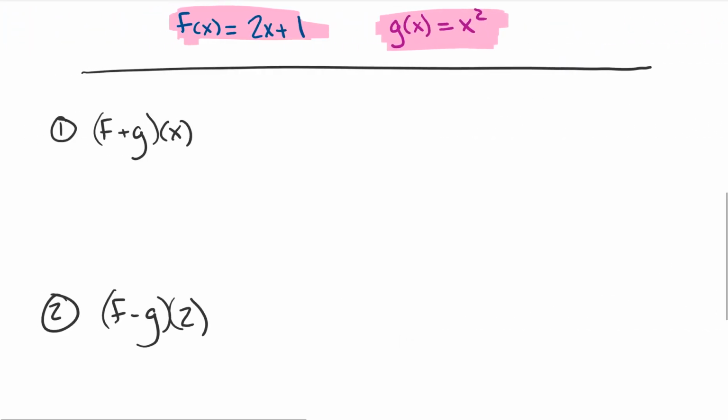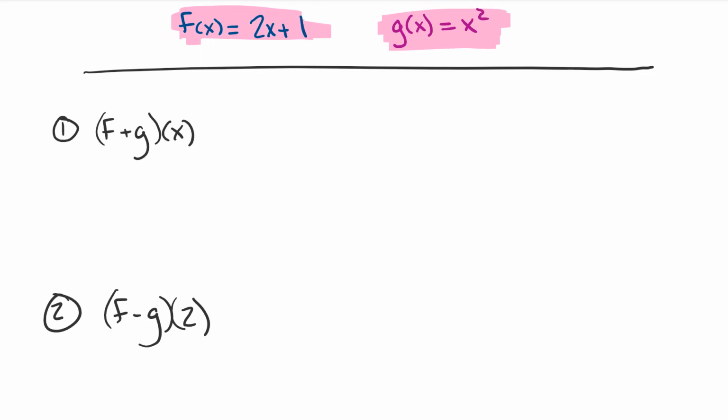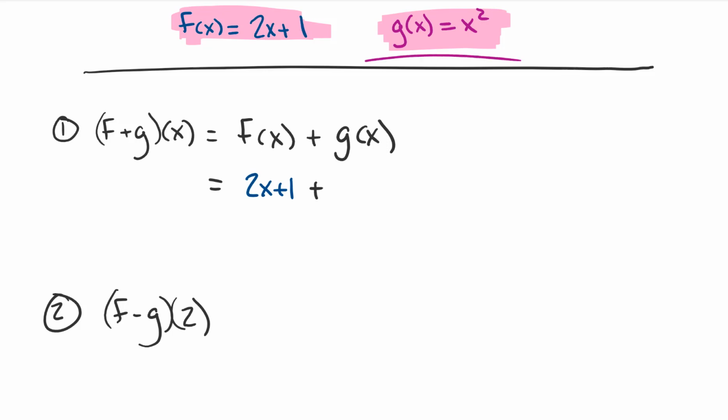All right. Now, what does it mean for f plus g of x? It doesn't mean take f and add it to g and then multiply by x. It's a weird notation. This means f of x plus g of x. Now, what's f of x equal? 2x plus 1. So we replace it. And then, okay, cool, plus g of x. But we're not going to use g of x. We're going to use what g of x equals. G of x equals x squared. So we're going to add x squared.